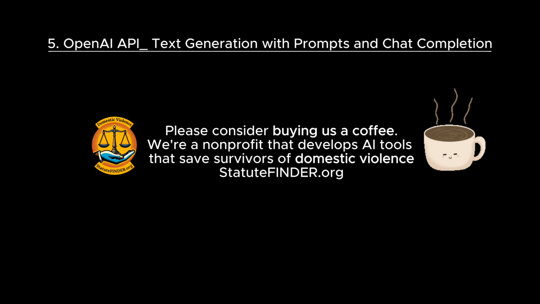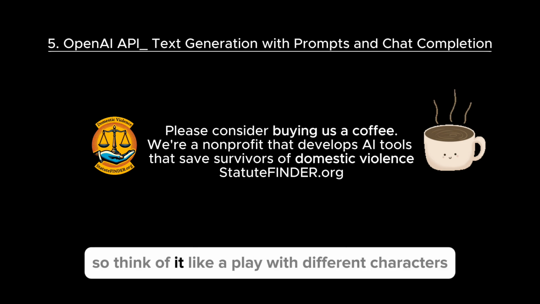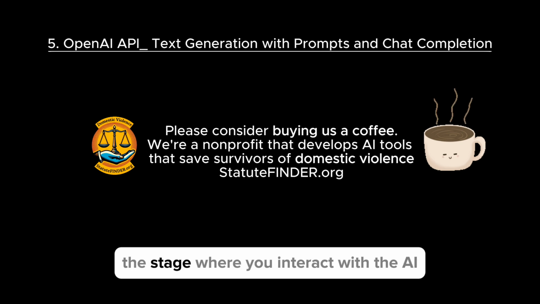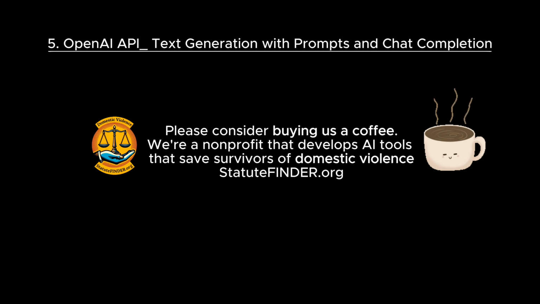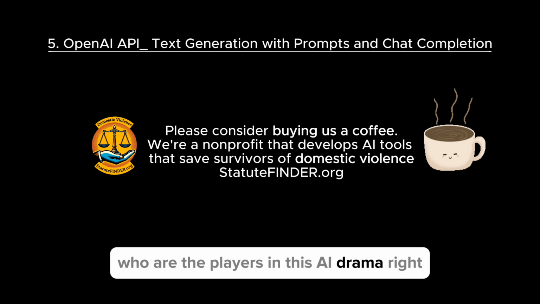The source mentions these things called messages and roles. What's that all about? So think of it like a play with different characters. Okay. The Chat Completions API is like the stage where you interact with the AI. You provide an array of messages, each with a specific role that guides the AI's interpretation. Okay, break down these roles for me. Who are the players in this AI drama?